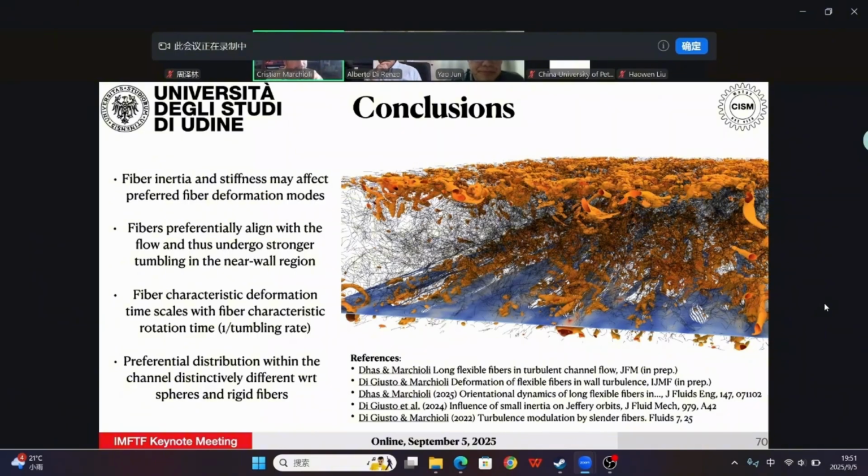If you have a rigid fiber that is very long, it will also interact with many vortices, but it will not deform, so it will not move or rotate as a flexible fiber. So there are different degrees of complexity that we are adding here, compared to the small sphere, which is a case I like a lot because it's the simplest thing. Yeah, thank you. Yeah, I get it.